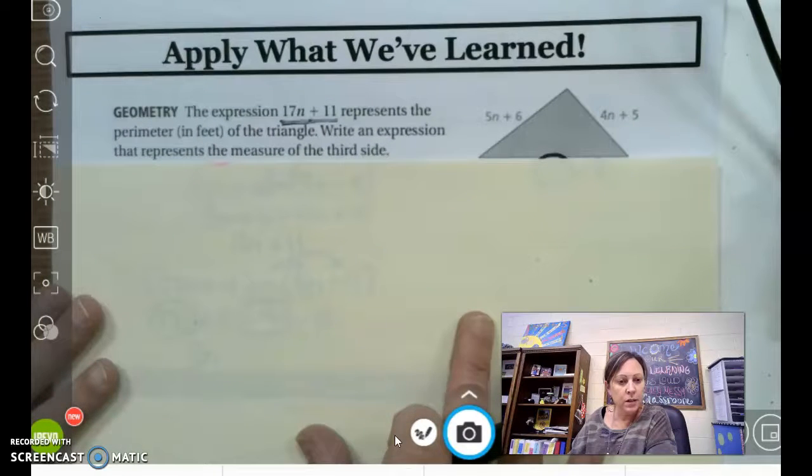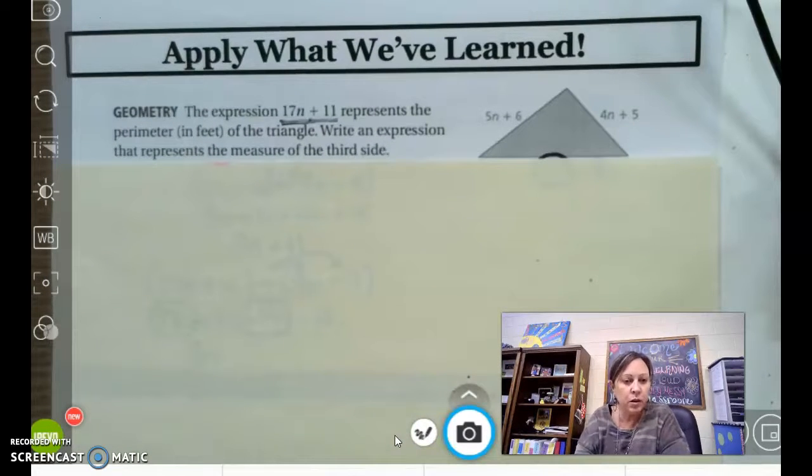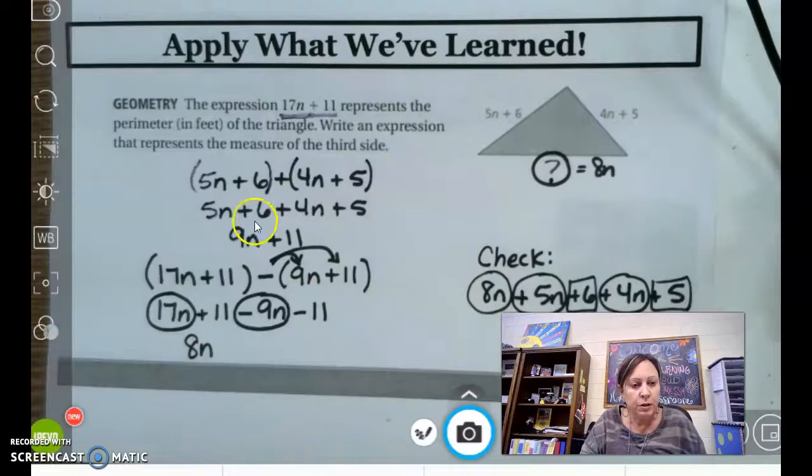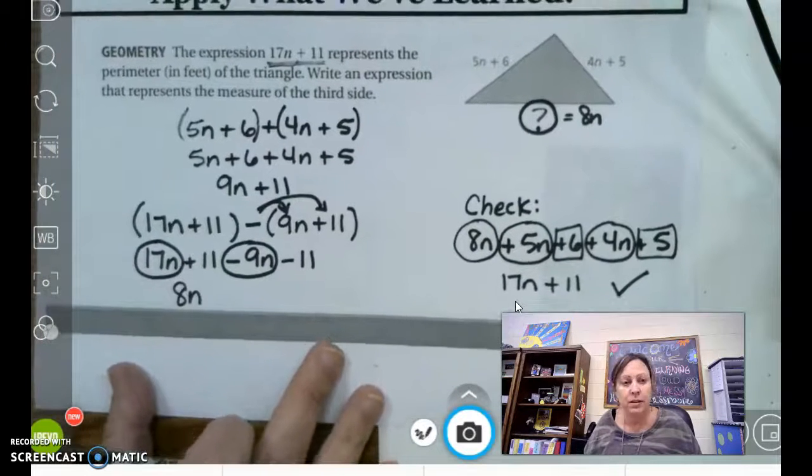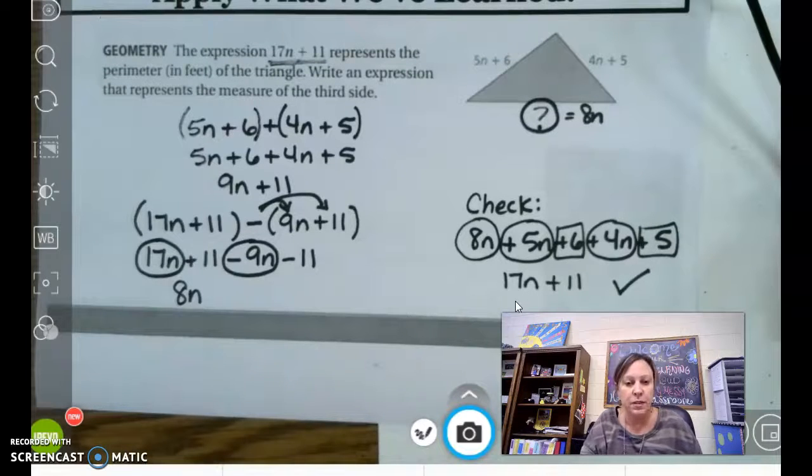Go ahead and pause the video and try to solve this one on your own, finding the missing side. Okay, check your work. You'll notice that I went ahead and my first step, I added the 2 sides that I knew, and I got 9n plus 11. And then I subtracted the 2 sides from the total perimeter to find that missing side of 8n. You're able to go back and check your work by adding all 3 sides together to see if the sum actually equals 17n plus 11, and it does check out. So that is the correct answer, 17n plus 11.